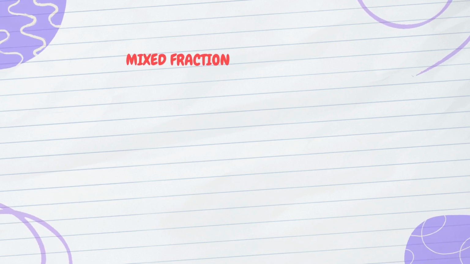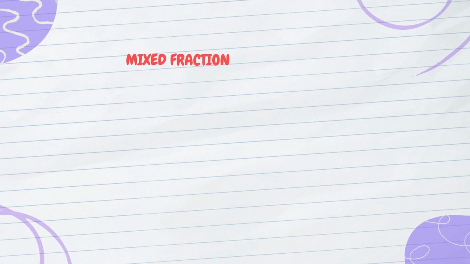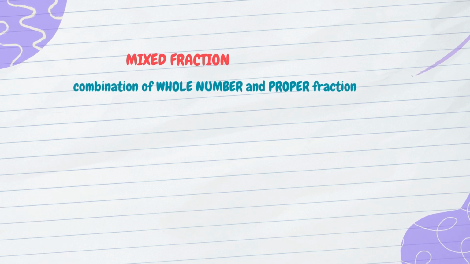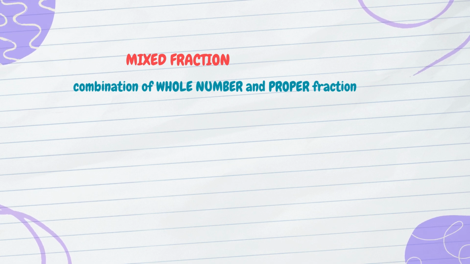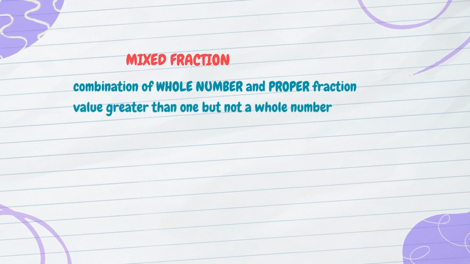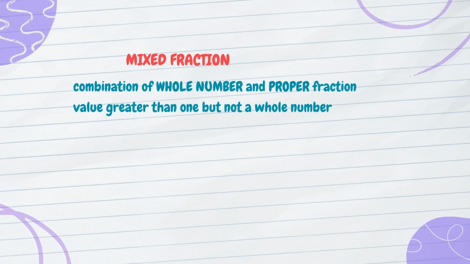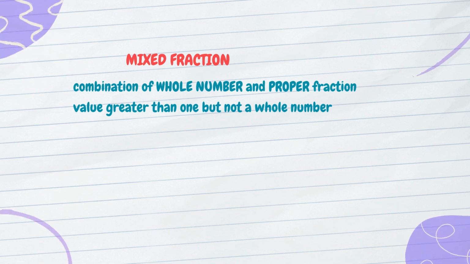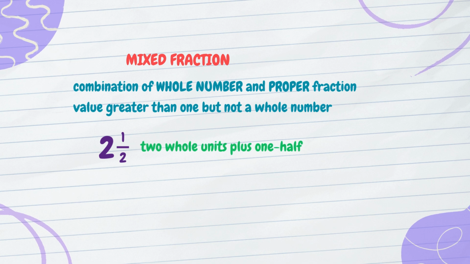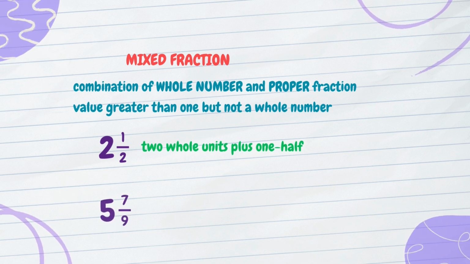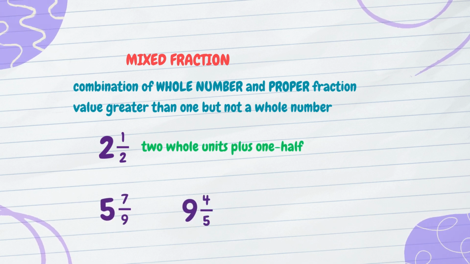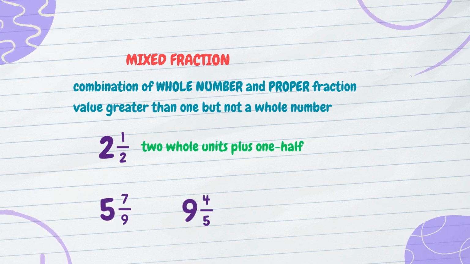Finally, mixed fractions. A mixed fraction is a fraction containing a combination of a whole number and a proper fraction. It represents a value greater than 1, but not a whole number. Examples of mixed fractions include 2 1/2, which means 2 whole units plus 1/2. 5 and 7 over 9, and 9 and 4 over 5 are also mixed fractions.